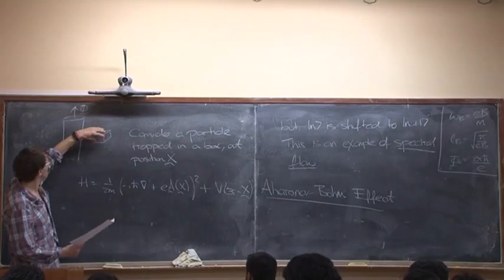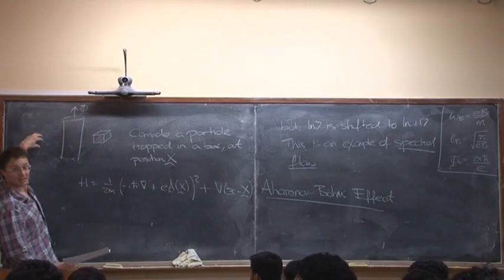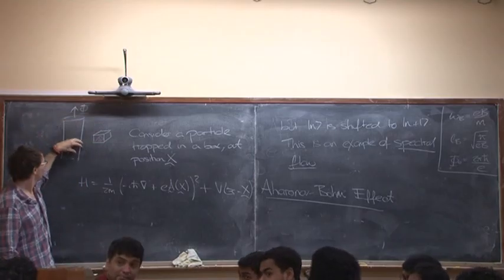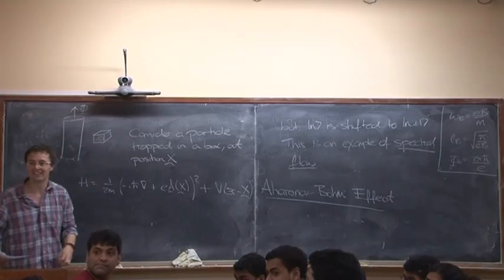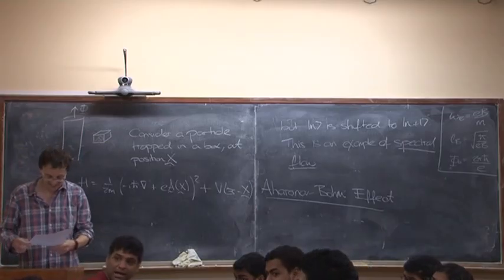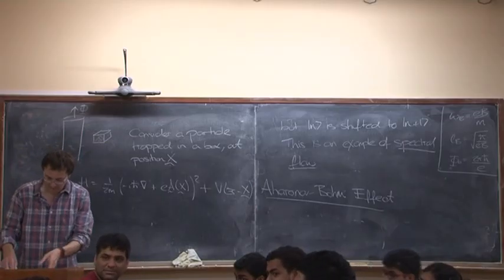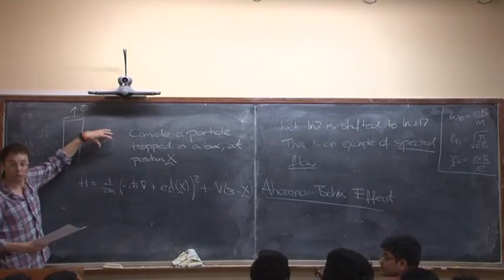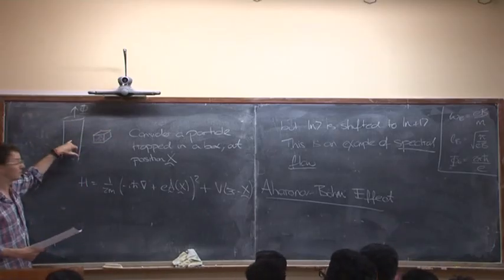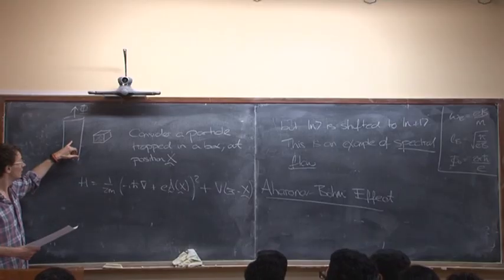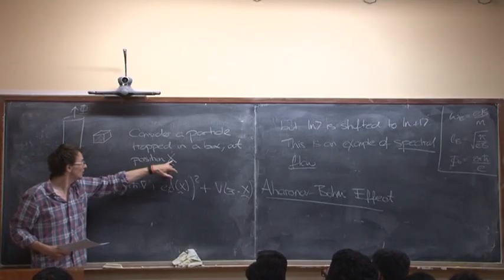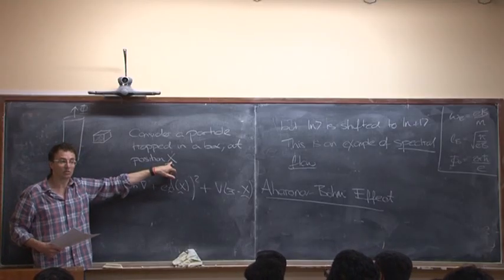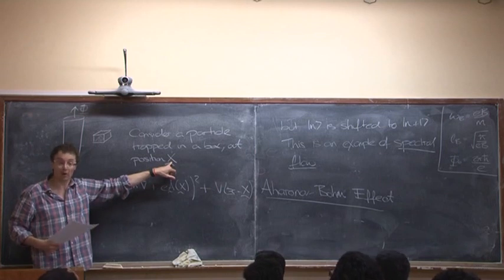And now what we're going to do is think about moving this box very slowly. So we move the box very slowly around the solenoid, not going near the solenoid. So what's happening? The variable is now x. The parameter is now x.